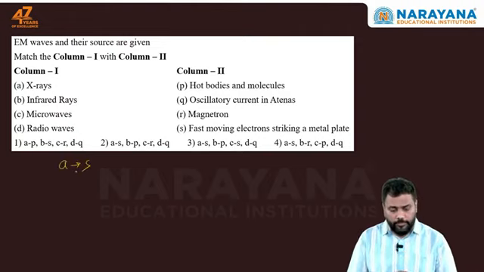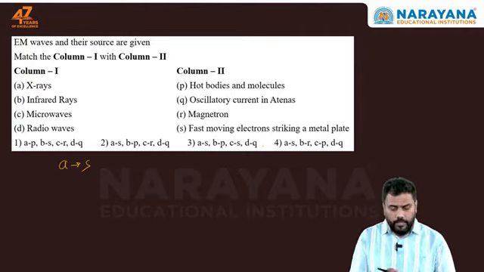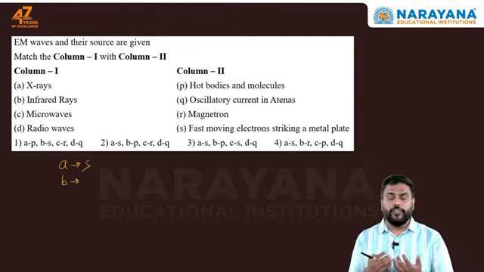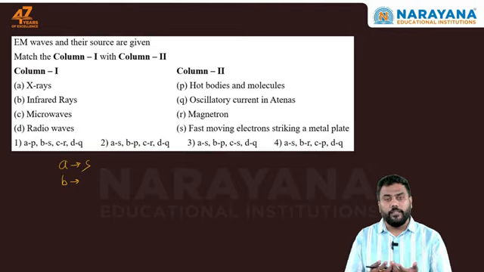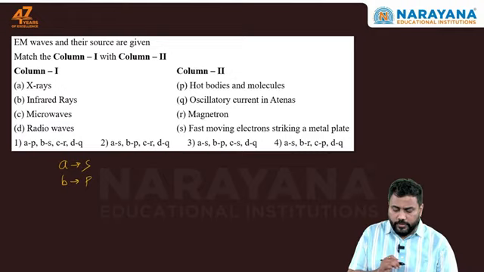If we go by the option elimination method, A is matching with S in options 2, 3, 4. Let's see some other options as well. B, which is infrared rays, we know it is produced when high energetic particles are vibrating. Hot bodies produce their radiations basically in the infrared region. So B should match with option P. B is matching with P in option second and option third.